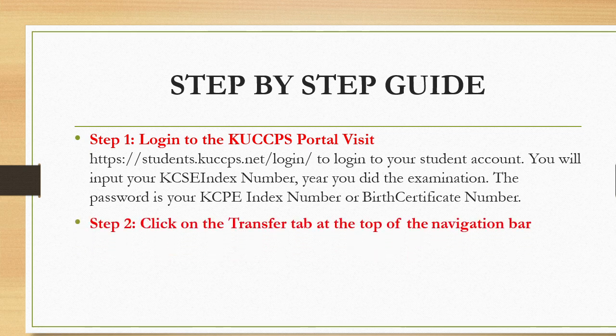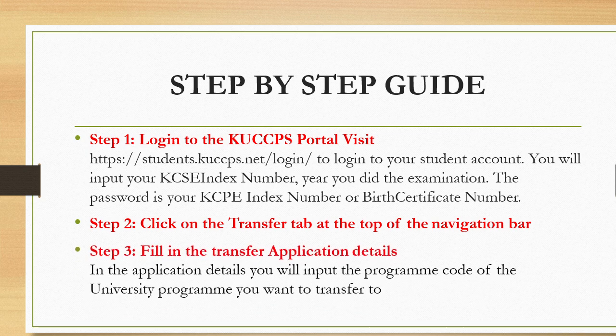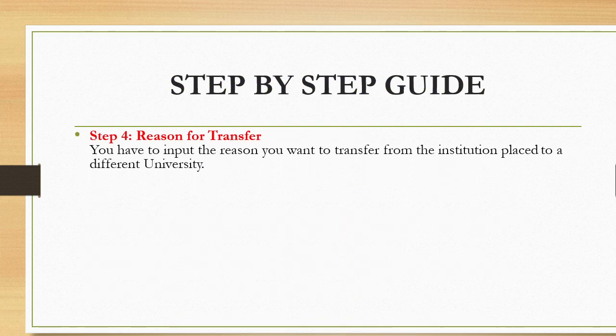So the next step, step number 2, within the platform or portal, click on the transfer tab, right? It's just at the top there, you can always see it. Number 3, you need to fill in the transfer application details, right? So these ones are the ones that you're going to place for the university program that you want to transfer to. Now, the other step 4, you'll be prompted to actually mention a reason for transfer, which is very, very crucial.